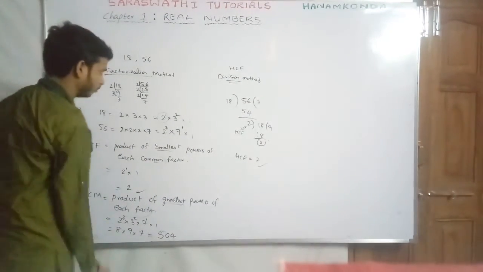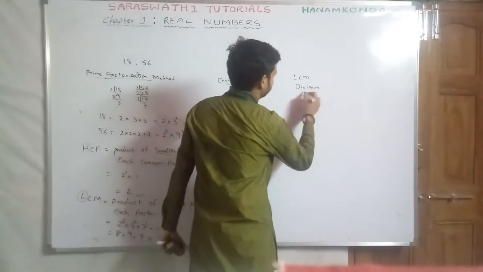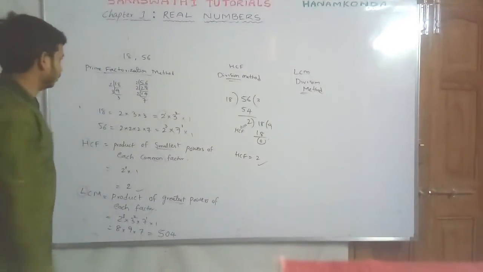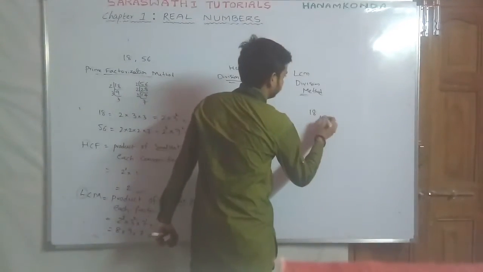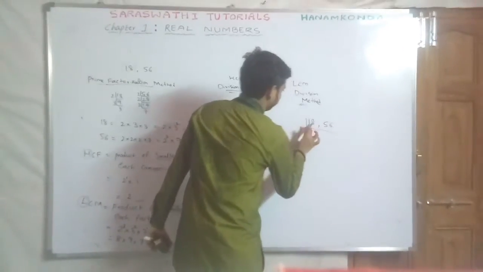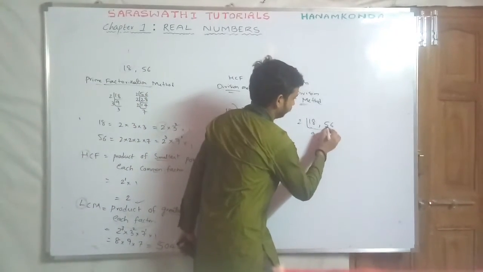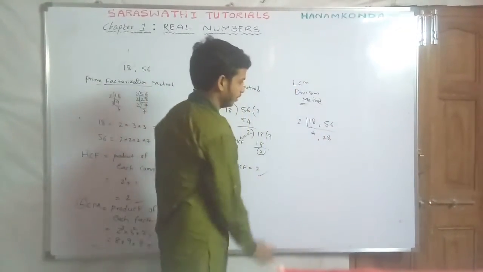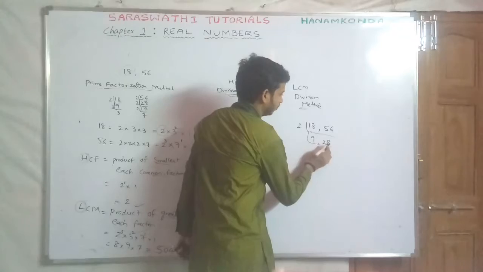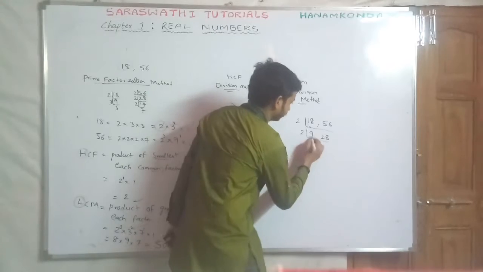Now let us see how we find the LCM of the same numbers by using the division method. So 2 nines are 18, 2 eights are 16. Now 9 is not divisible by 2, but 28 is divisible by 2. That means we can divide only 28 but not 9, so 9 will remain the same.